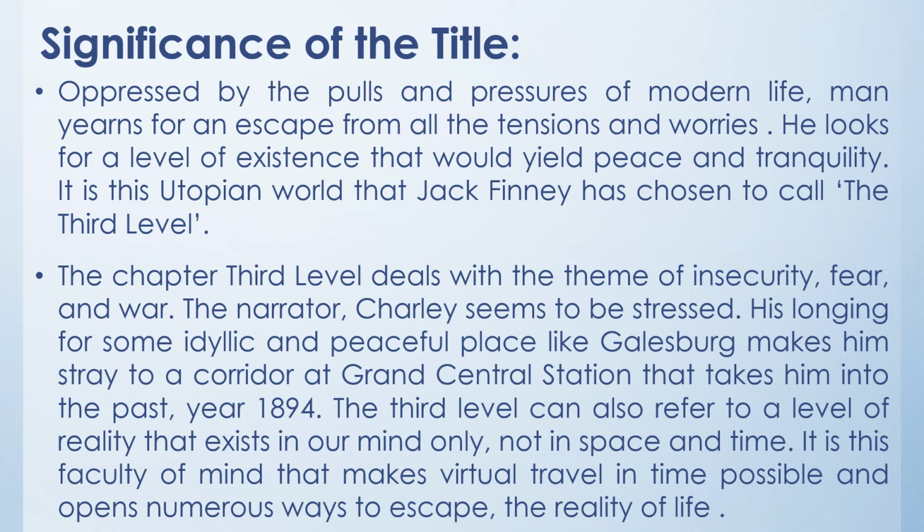The chapter Third Level deals with the theme of insecurity, fear, and war. The narrator Charlie seems to be stressed. His longing for some idyllic and peaceful place like Galesburg makes him stray to a corridor at Grand Central Station that takes him into the past year, 1894. The third level can also refer to a level of reality that exists in our mind only, not in space and time. It is a faculty of mind that makes virtual travel in time possible and opens numerous ways to escape the reality of life.